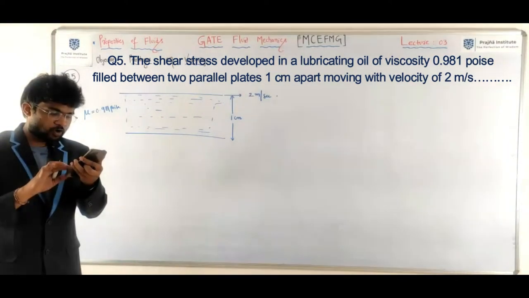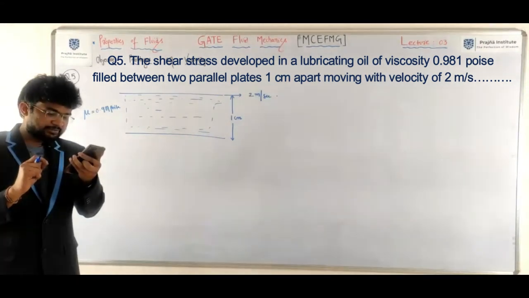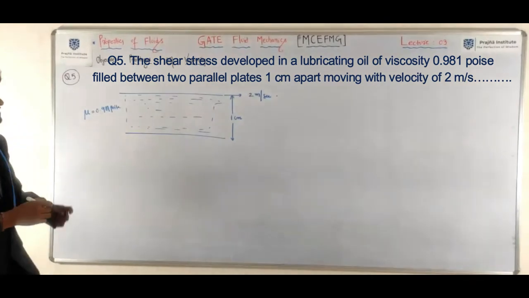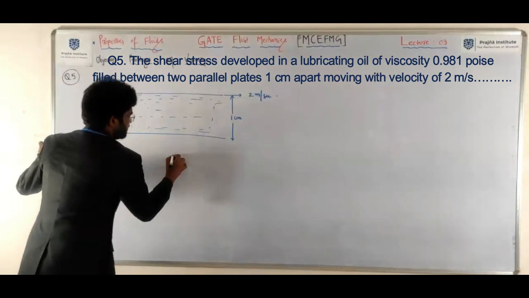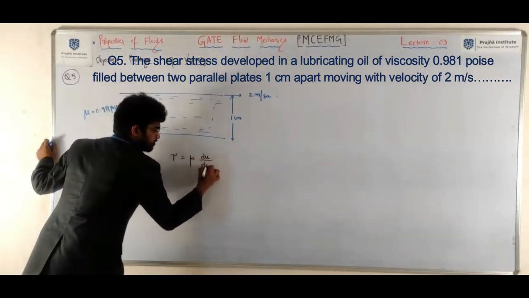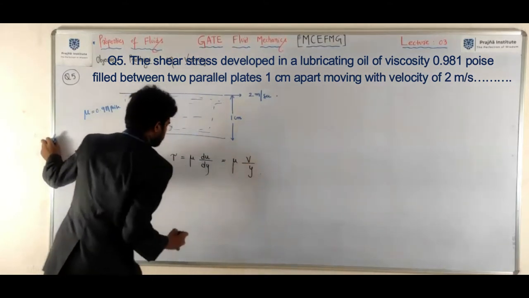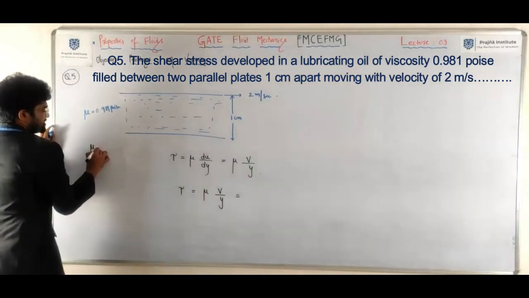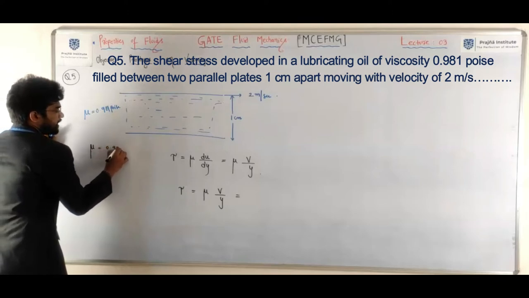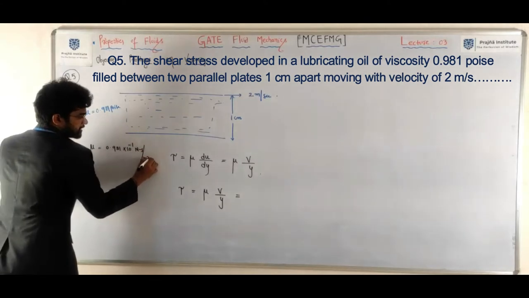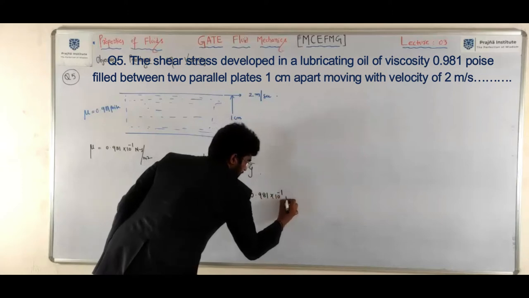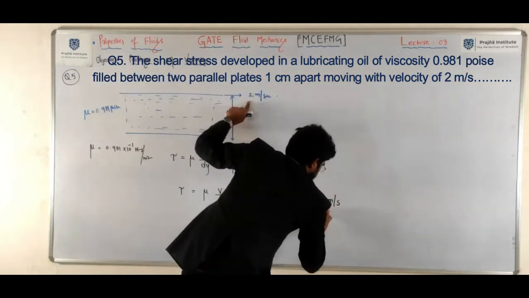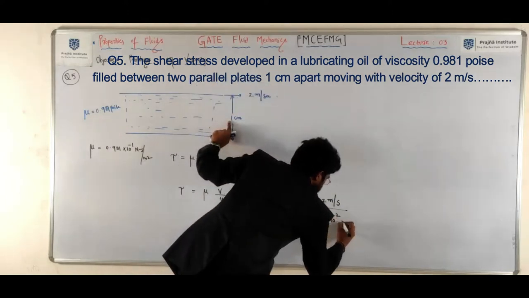Shear stress developed in the lubricating oil filled between two parallel plates 1 centimeter apart, moving with a velocity of 2 meters per second. Now he is asking for shear stress. It is not a $1 million question, it is simple. Tau equals mu into du by dy, here mu into v by y. Mu for this fluid is 0.981 into 10 to the power of minus 1 newton second per meter square. Then v by y is 2 meters per second by 1 centimeter, that is 1 into 10 power minus 2 meter.